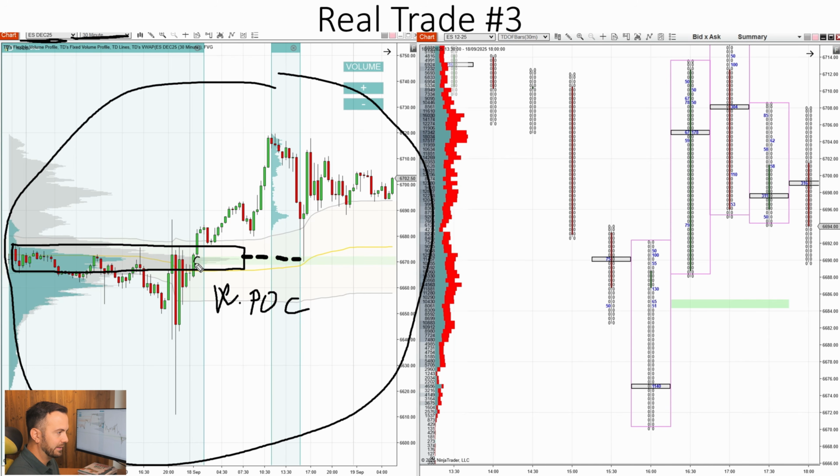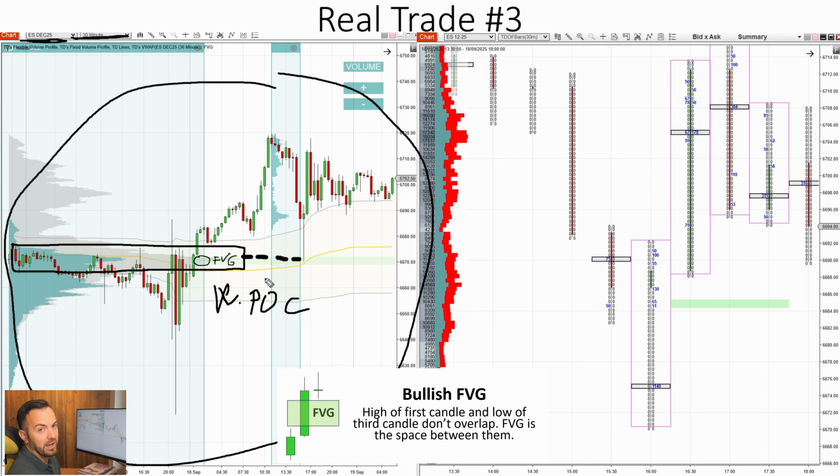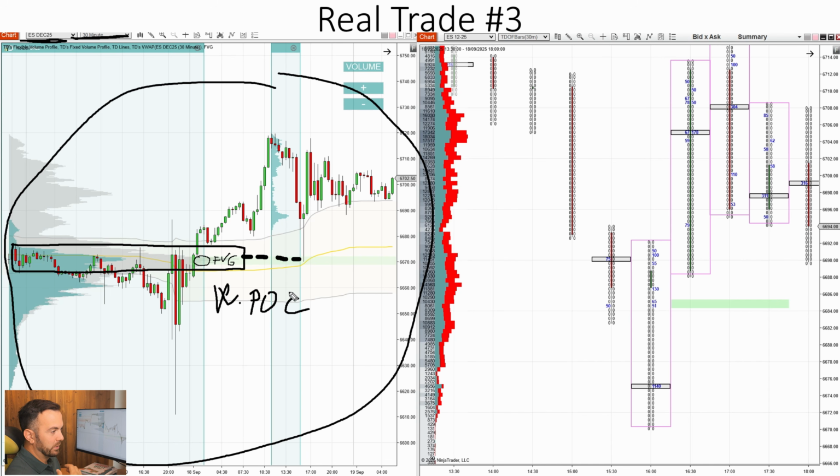Also, there was a little fair value gap, which is a sign of aggression of buyers. It was just a small one. So the biggest reason really behind this trade was the weekly point of control, and also very close to it was a weekly VWAP line.